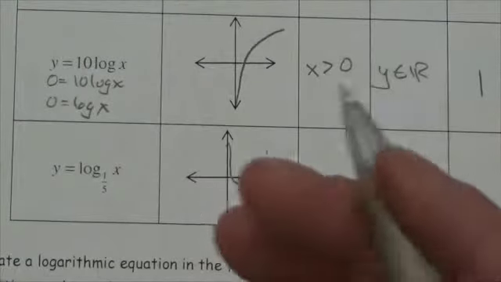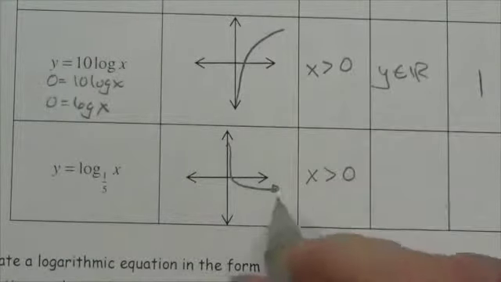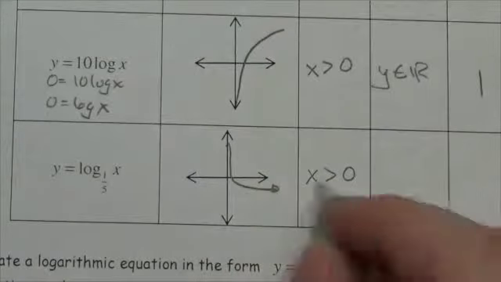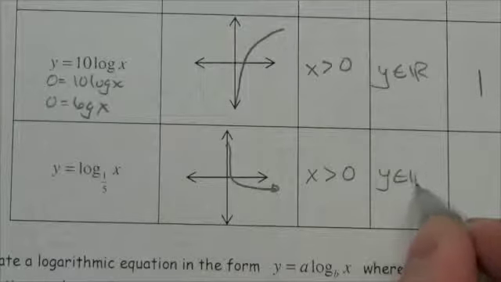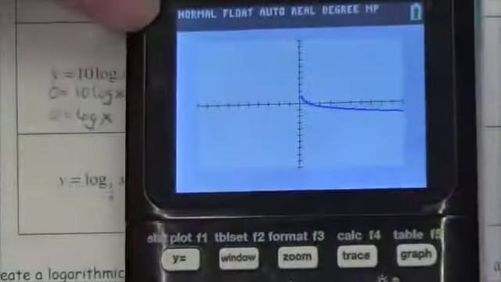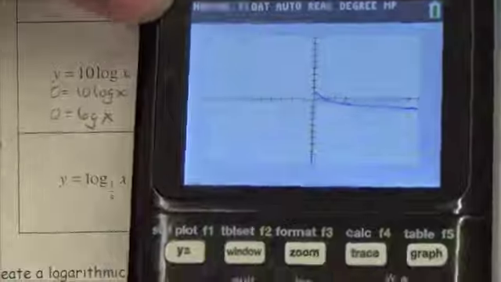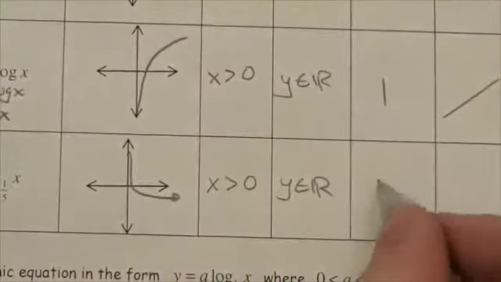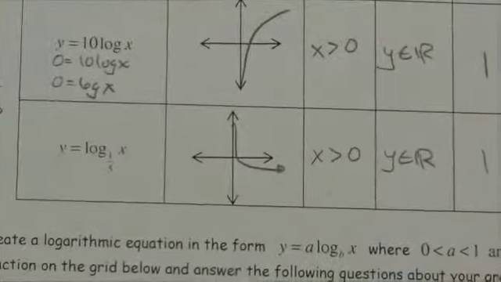But just like with exponential functions, the main properties of the graph don't really change. This is still x an element of greater than 0. Okay, that's the domain. The range is still all reals. That graph, okay, everybody, that graph is still going through 1, and it still doesn't have a y-intercept. So there you go.